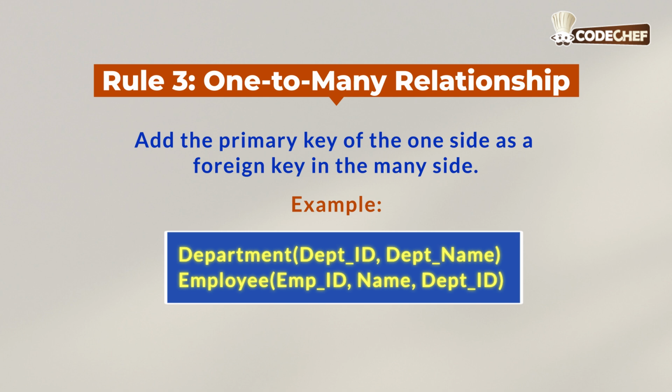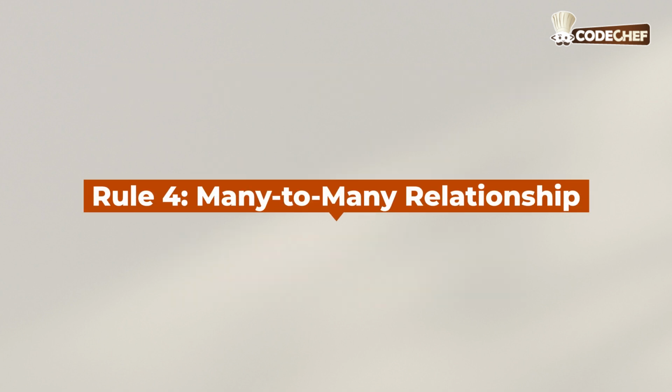Now for the entity department there are 2 attributes, department ID and department name. So let's suppose department ID is the primary key of table department, and in the employee entity there are 3 attributes in the table, employee ID, name and department ID. So the department ID is the same one which was there in table department. Since department ID is the primary key for table department, it will be set as a foreign key in table employee. Next is many-to-many relationship.